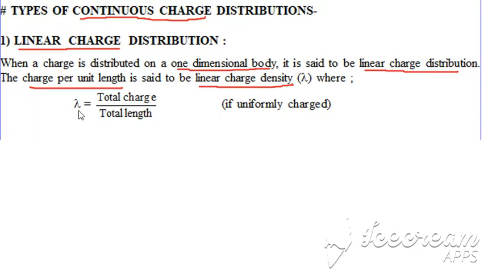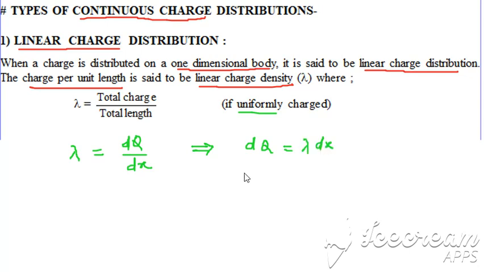Now this lambda can be written as total charge upon total length if the charge distribution is uniform, or otherwise, in general, lambda is equal to dq upon dx. That means charge over a small length dx. So this is used for variable charge distribution or any charge distribution. This can be further simplified as dq is equal to lambda dx.